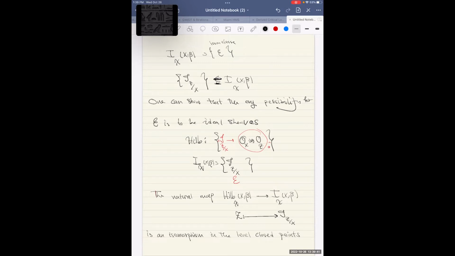Okay, that's exactly what we were saying. So let us see the proof of this statement. The proof of this statement is as follows. Any questions so far?